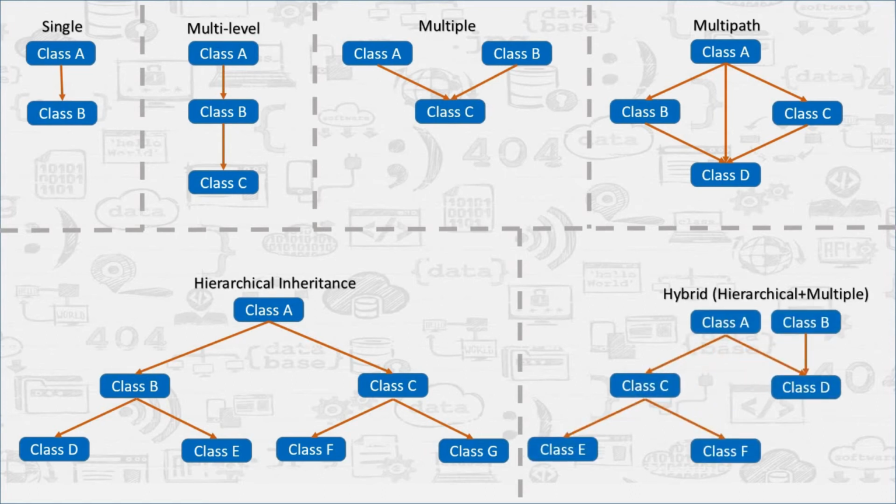Sixth, hybrid inheritance. This is a combination of more than one inheritance, hence it may be a combination of multi-level and multiple inheritance, or hierarchical and multi-level inheritance, or hierarchical with multi-path inheritance, or hierarchical with multi-level and multiple inheritance. We can combine any combination and make hybrid inheritance.